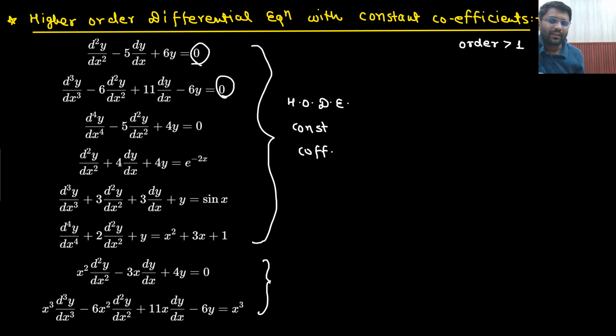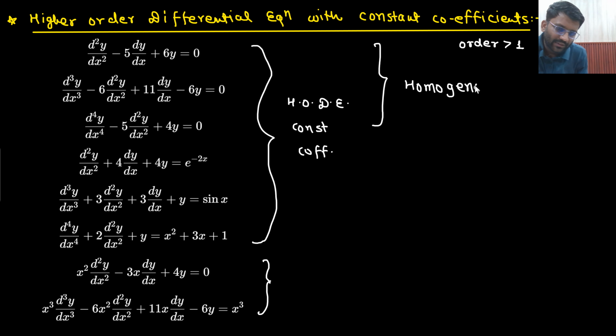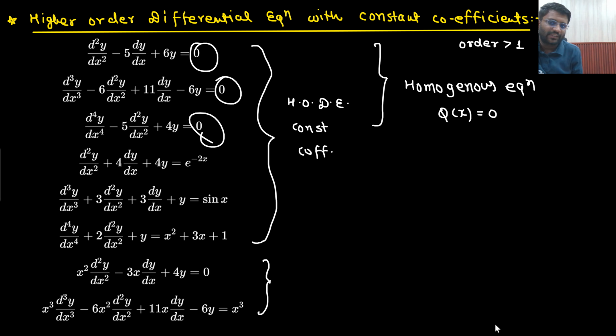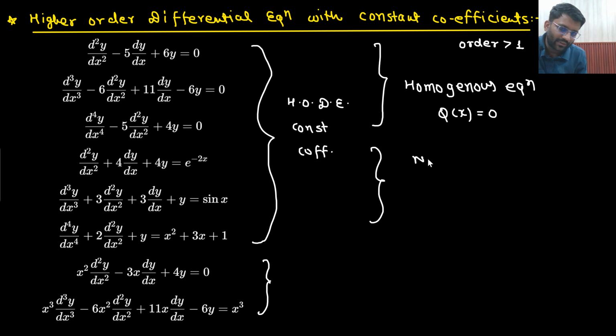So the first type, where the right hand side is 0, is known as a homogeneous equation. Here your function of x, q of x, is 0. And when your q of x is not 0, then it is known as a non-homogeneous equation. So this is the meaning of homogeneous and non-homogeneous higher order differential equation, where q of x is not equal to 0.